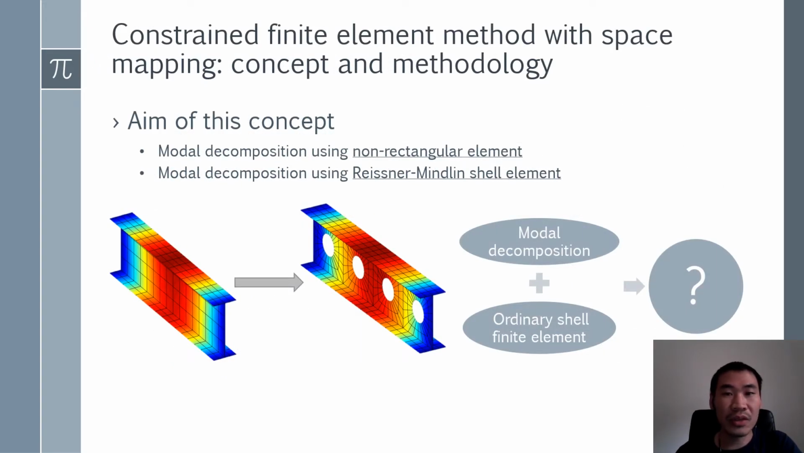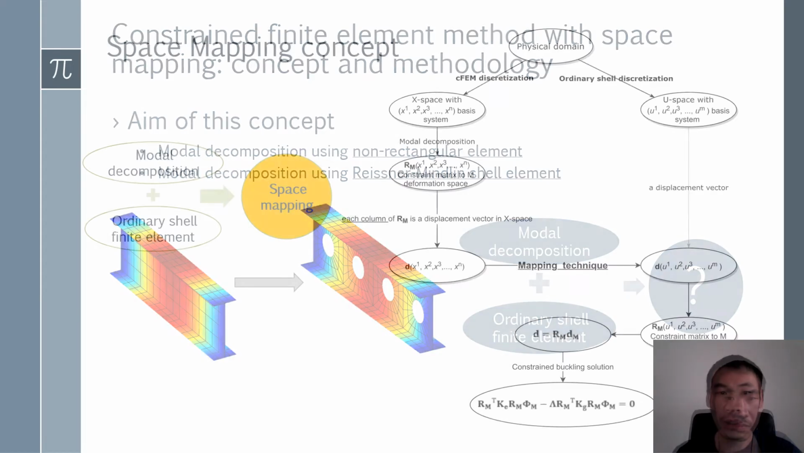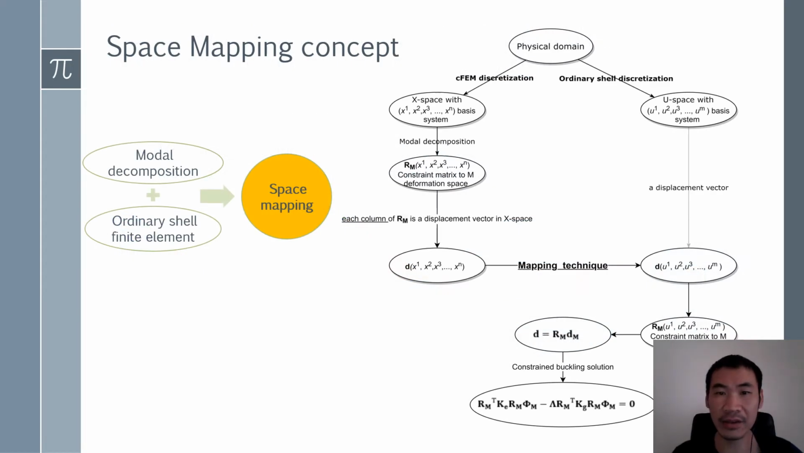We want to do the modal decomposition for non-rectangular elements as well as the Reissner-Mindlin shell element, and the concept of space mapping for the constrained finite element method is created. The idea is that the physical domain is approximated using two different discretization systems using different finite elements. One is the ordinary shell element, the other is a specific CFEM element.